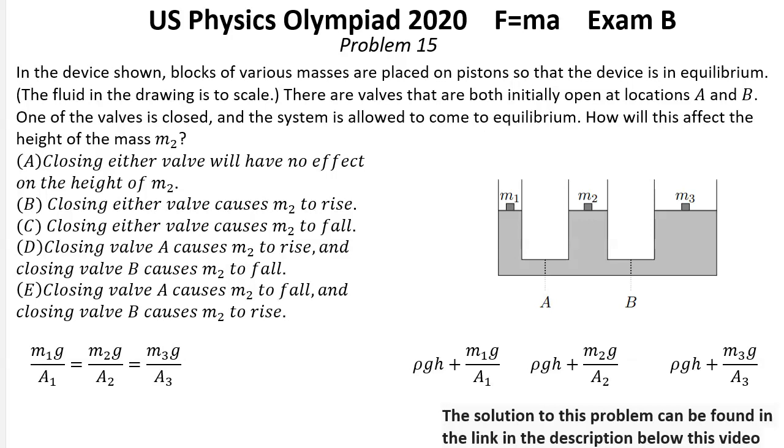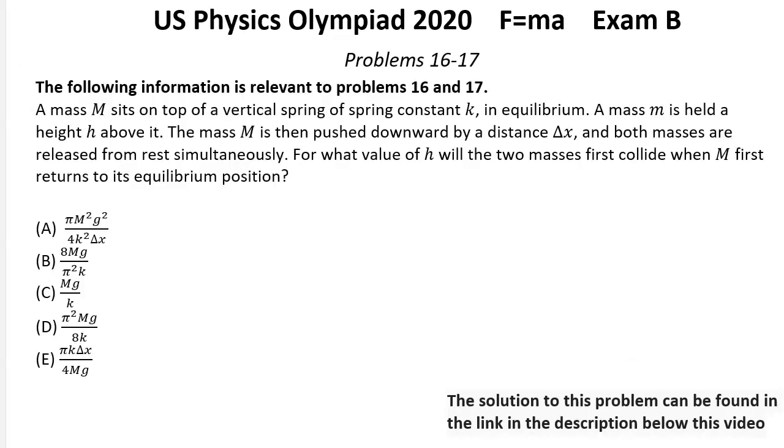So it means that the right answer is A. Closing either valve will have no effect on the height of M2. That was the solution for problem number 15.